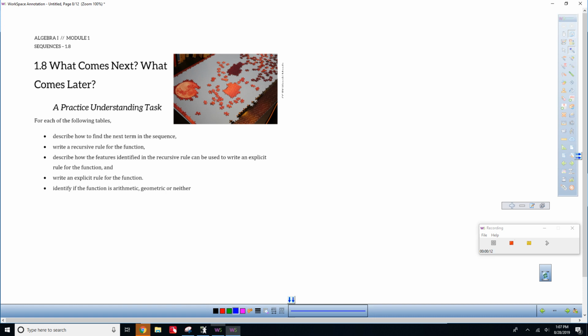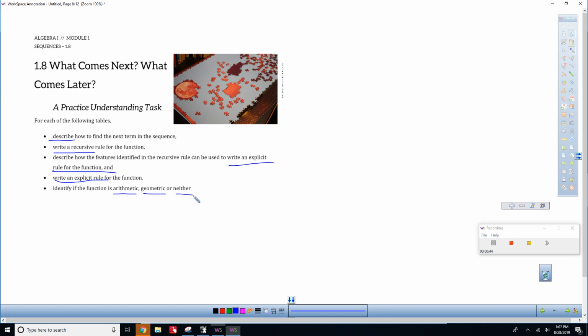There is a mistake here on 1.8, so I had some people ask me to redo it. So let's do better. It's always the goal. Okay? We're going to be doing the following things. We're going to be describing things with words. We're going to be writing a recursive rule. Describing how features identified in the recursive rule can be used to write an explicit rule. We're going to write explicit rules, and we're going to identify it as arithmetic, geometric, or neither.